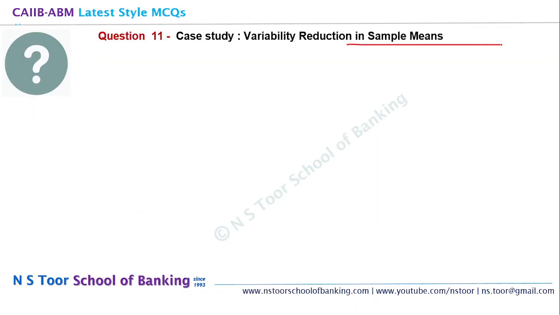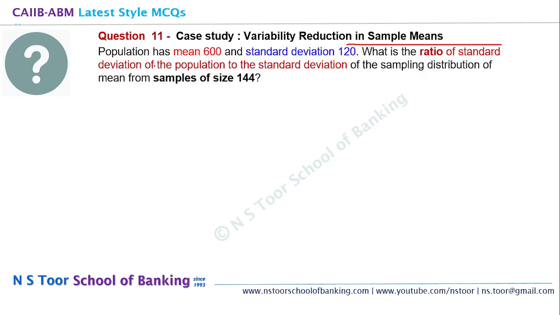Variability reduction in sample means. Population has mean 600 and standard deviation is 120. They have given us two things: the mean is 600 and the standard deviation is 120. What is the ratio of the standard deviation of the population to the standard deviation of the sampling distribution of the mean from a sample size of 144?